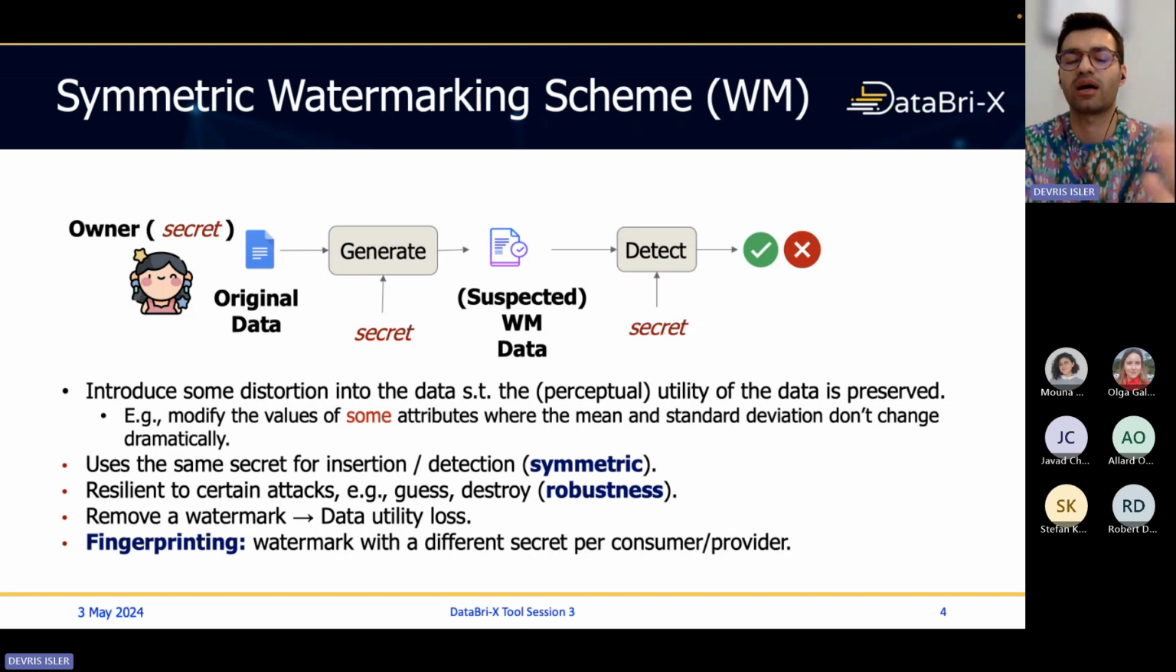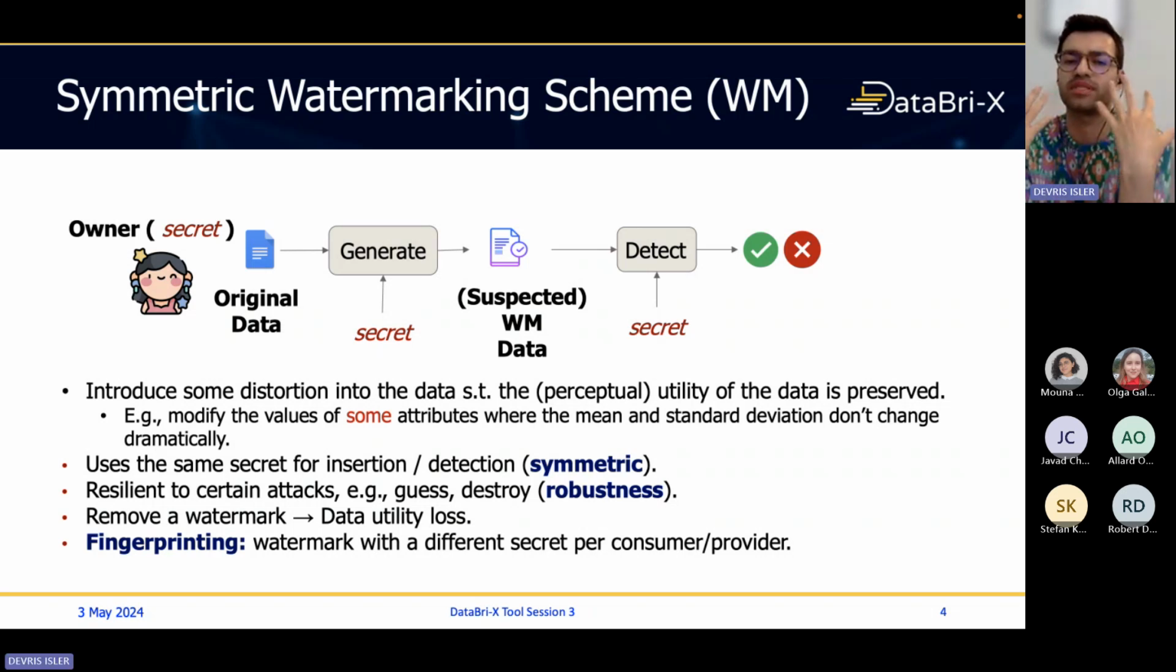When we say secret, I mean a secret with high entropy, which cannot be guessed by default by any identity. You just add some distortion to the data set. You change something in it without destroying the utility, which is perceptual. When we say utility, it depends on the use case and where we are using it.